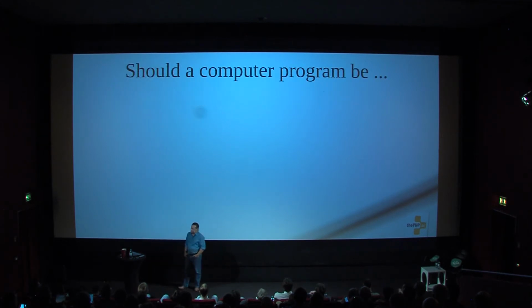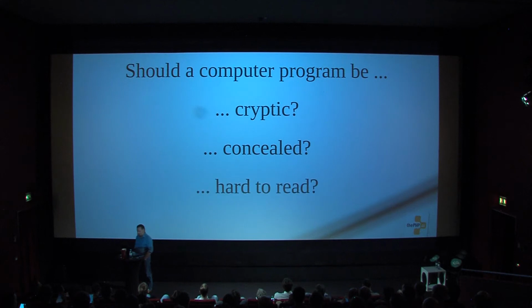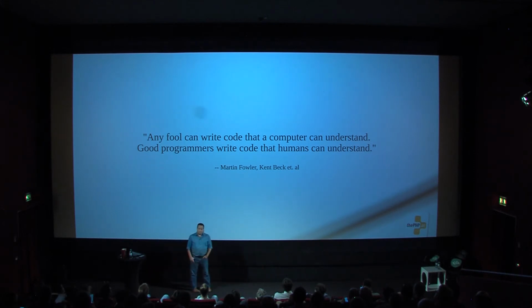Now, should a computer program be cryptic, concealed, hard to read? I think not. So why do we name it code in the first place? This is a quote by Martin Fowler, Kent Beck, and others. It's part of their refactoring book. And they're saying, well, any fool can write code that computers can understand, but it's really hard and challenging to write code that humans can understand.